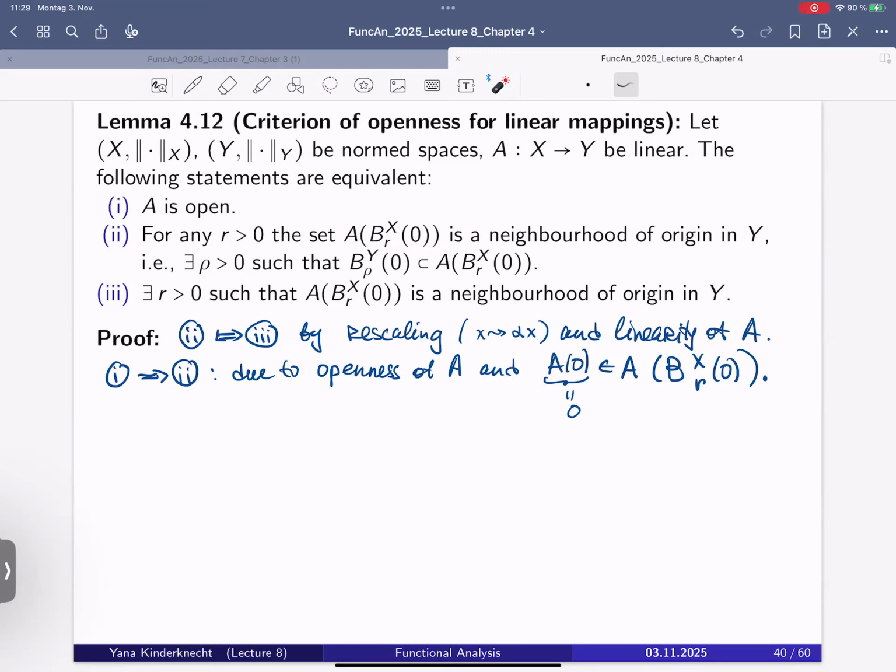Now, the most interesting situation, we show that 2 implies 1. So let U be open.